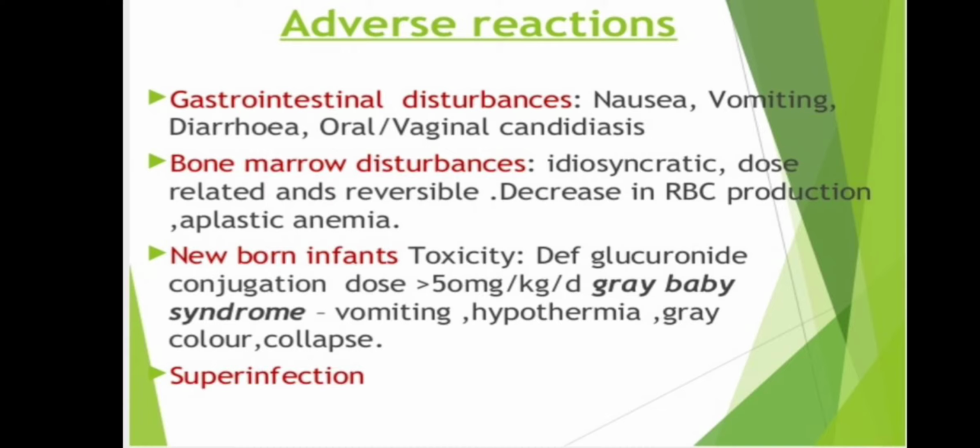Now what is this gray baby syndrome? It is a kind of circulatory collapse that occurs in premature or newborn infants because of overdosage of chloramphenicol. It is a syndrome with symptoms that are vomiting, hypothermia, gray color, and collapse. These are some gray baby syndrome symptoms. Then last is superinfection.